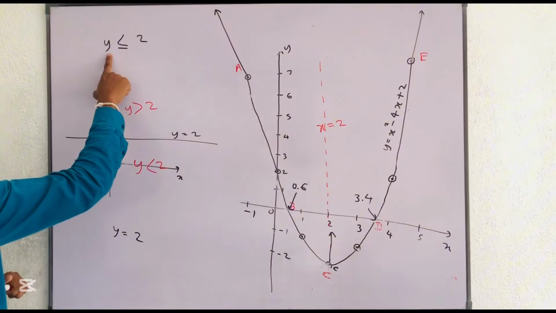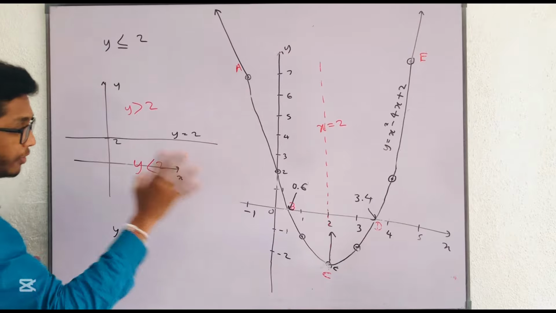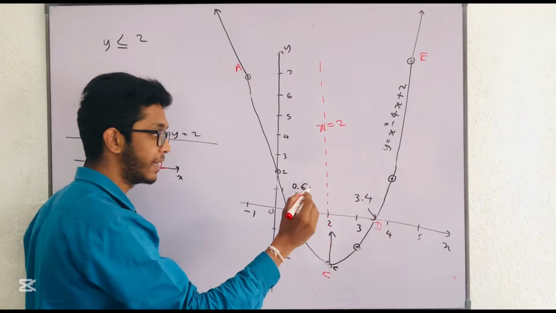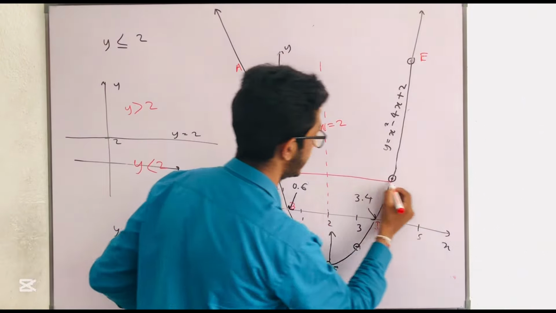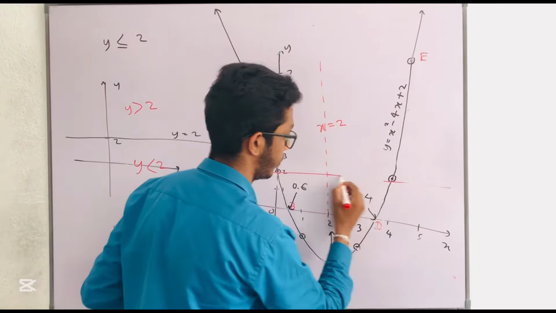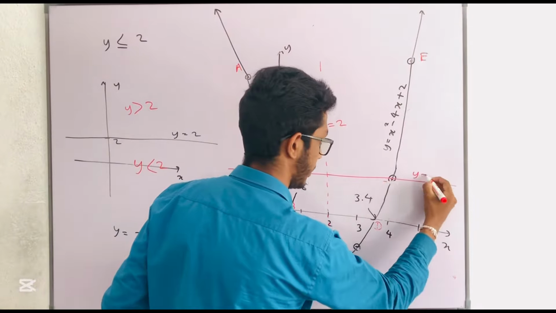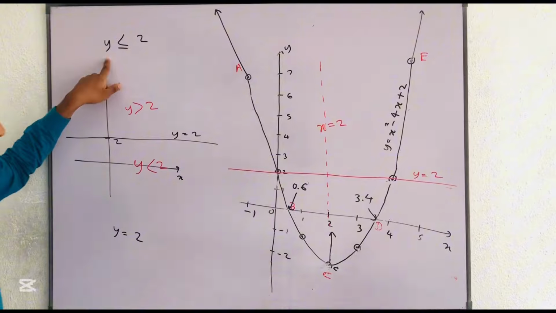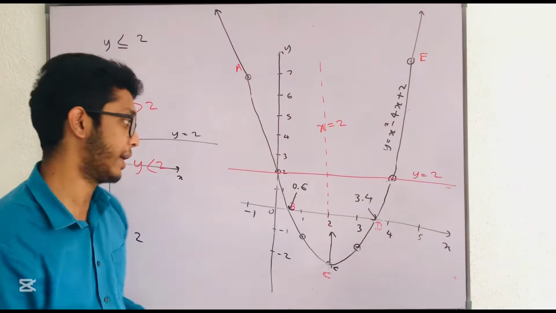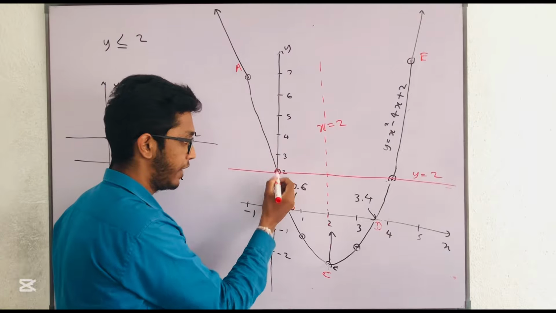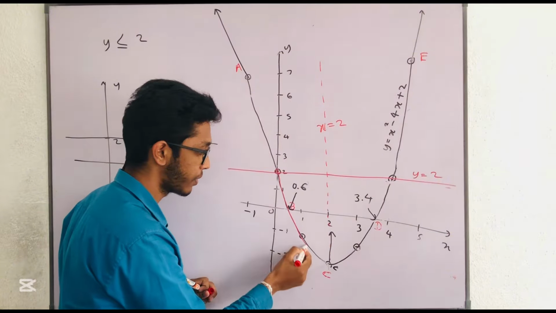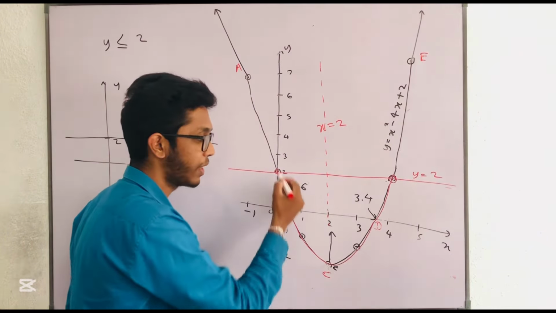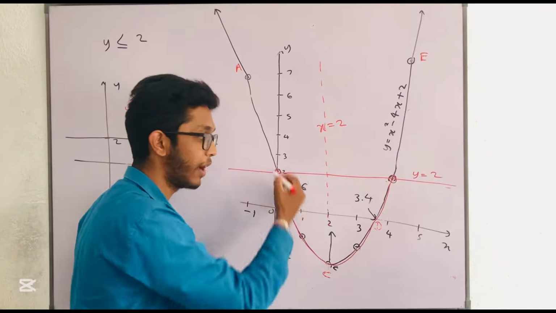So in this case they ask us to consider the part of the graph which belongs to y less than or equal to 2. So first I will mark the line y equals 2. In this line, they ask us to consider y less than or equal to 2. Less than part means below part. So in that below part, we have the graph starting from here to here. In this part, we have to get the x value range.